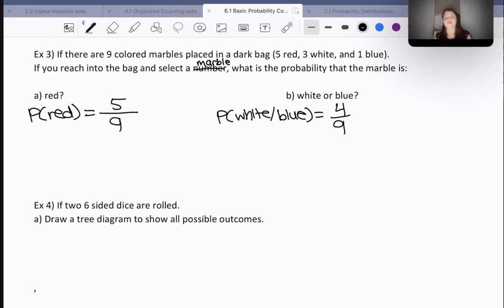So we're actually more likely to choose a red marble than we are to choose either a white or a blue marble. Even if we combine those two in one category, we're still more likely to get a red marble because the red marbles outnumber all other marbles. Very good. More than half of the marbles in that bag are red.